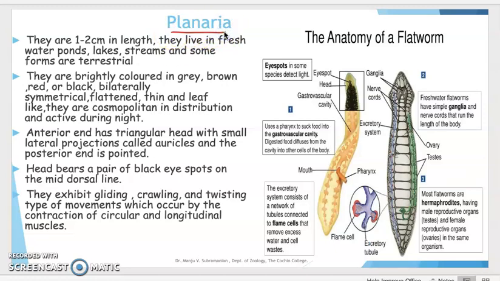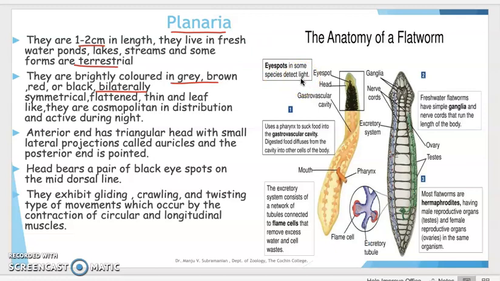And the good example for the class Turbellaria is Planaria, and these planarians are about 1 to 2 centimeters in length and live in freshwater ponds, lakes, and streams, and rarely we can see a few terrestrial forms. They are brilliantly colored in gray, brown, red, or black, and they are bilaterally symmetrical. So Platyhelminthes are bilaterally symmetrical. The body is flattened, thin and leaf-like, and they are cosmopolitan in distribution and are active during night.